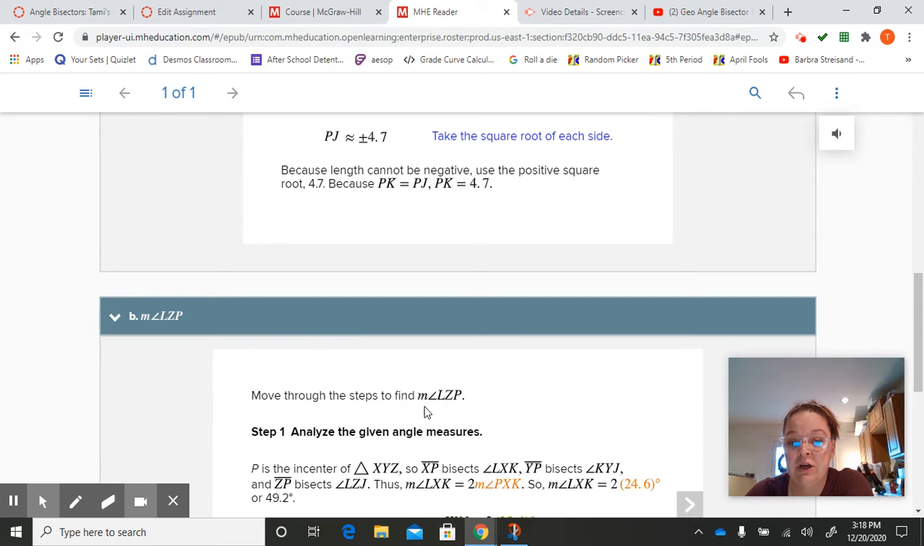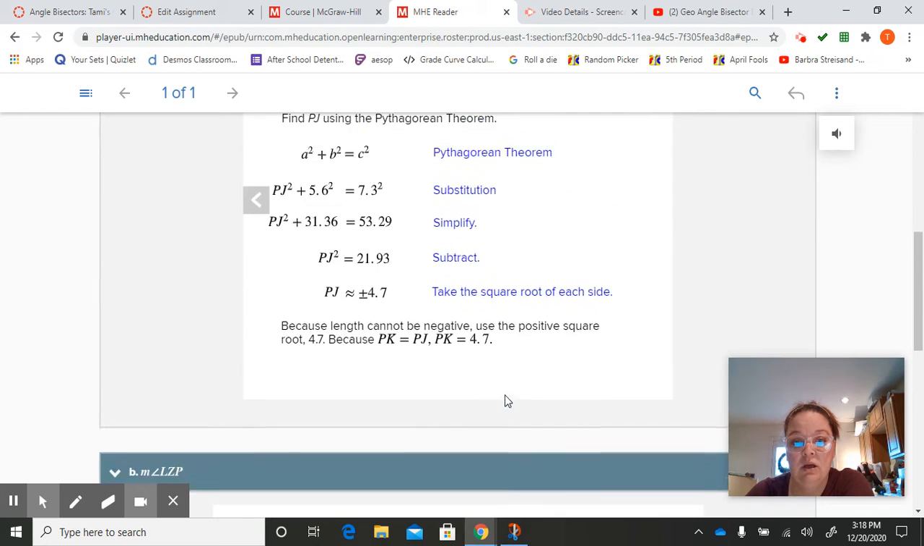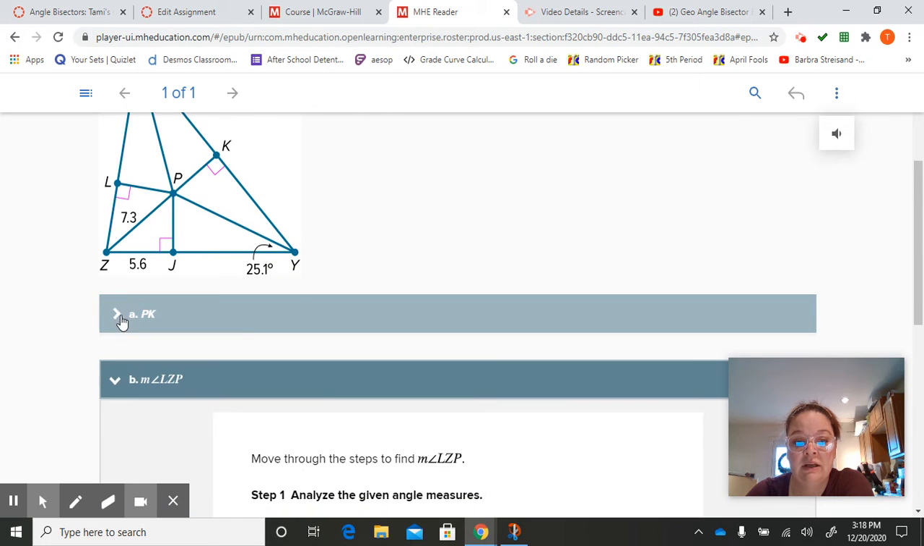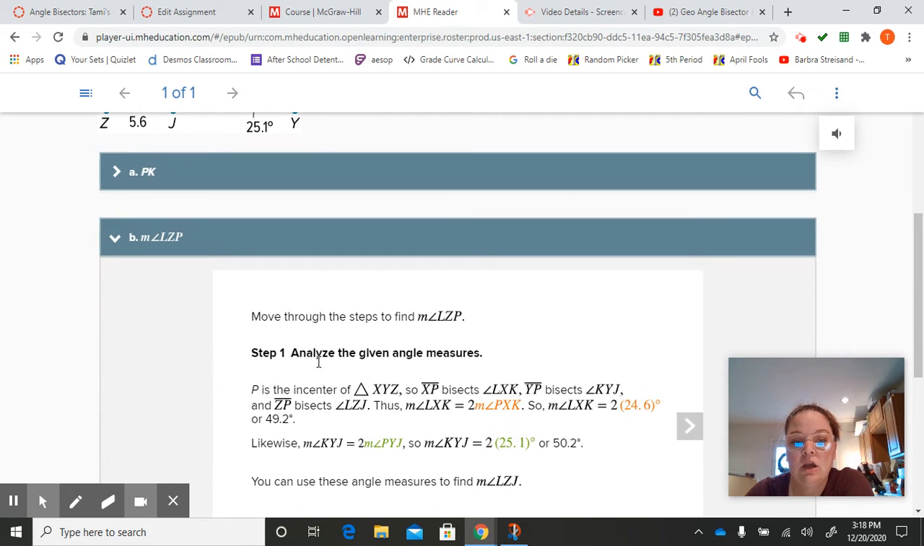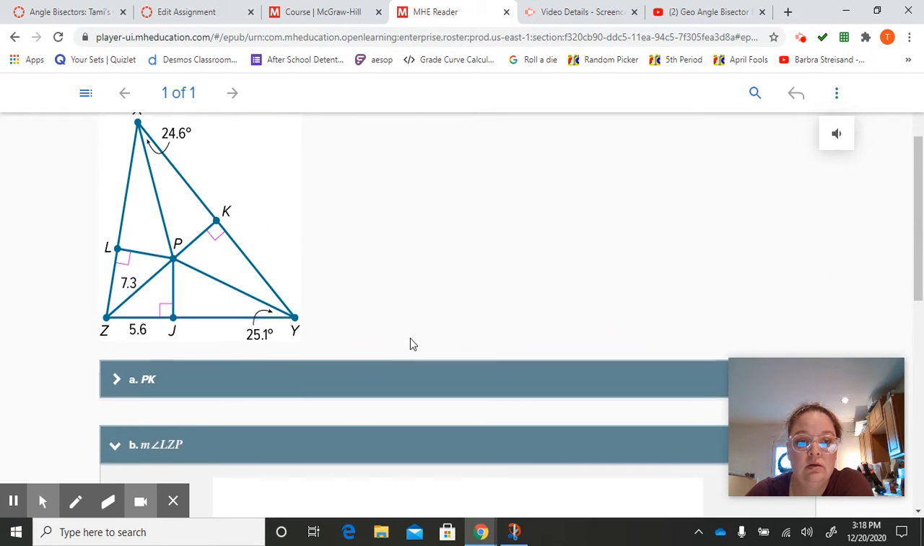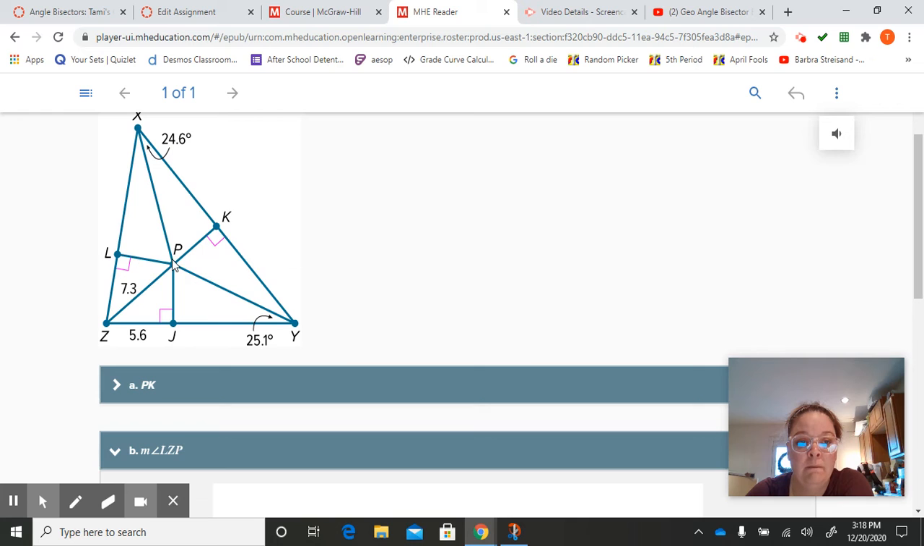Next, we want to find the measure of angle LZP. I'm going to minimize this one so that it makes it easier to see our diagram. So the measure of angle LZP. So we're looking for this little angle measure right here. Again, P is the incenter of our big triangle. So XP bisects LXK. XP bisects LXK, right? It bisects this.